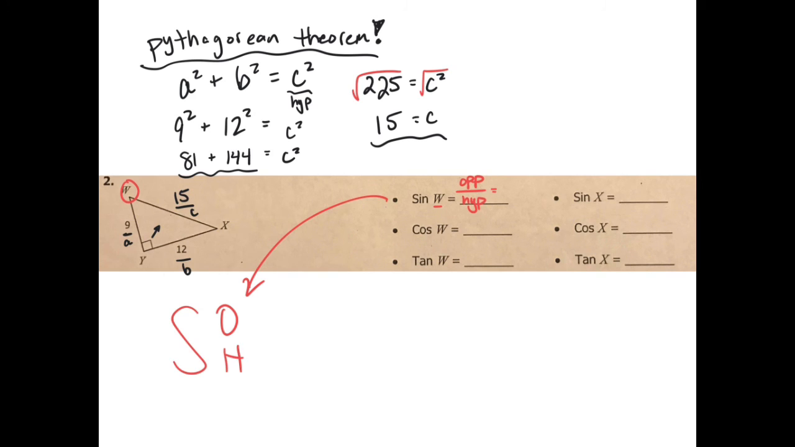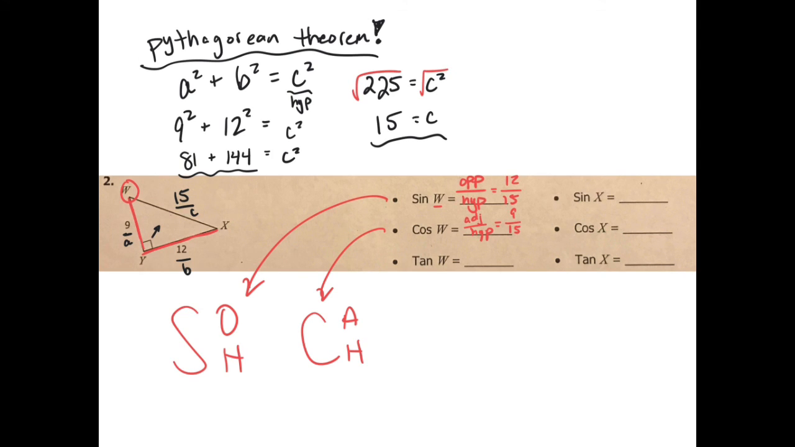Well, opposite of W is the one that doesn't touch it. So it's not 9, it's not 15, it's got to be 12. And the hypotenuse, remember, the right angle points the way. 15. All right, now we got cosine of W. So when I think cosine, I think CAH. So that's adjacent, A for adjacent. And H still means hypotenuse. So the adjacent leg is the leg that touches the W. And in this case, that's a 9, because 15 is still the hypotenuse.